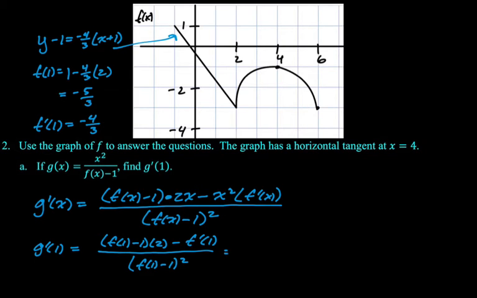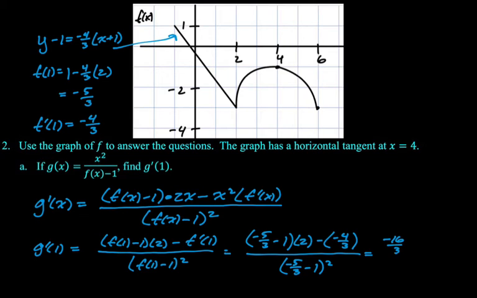We're plugging in. So we're going to get negative 5/3 minus 1, and then times 2, minus negative 4/3, all over quantity negative 5/3 minus 1 squared. You can do this, it's basically arithmetic at this point. Negative 16/3 plus 4/3 all over 64/9. And then when we simplify that, we end up getting negative 9 over 16.